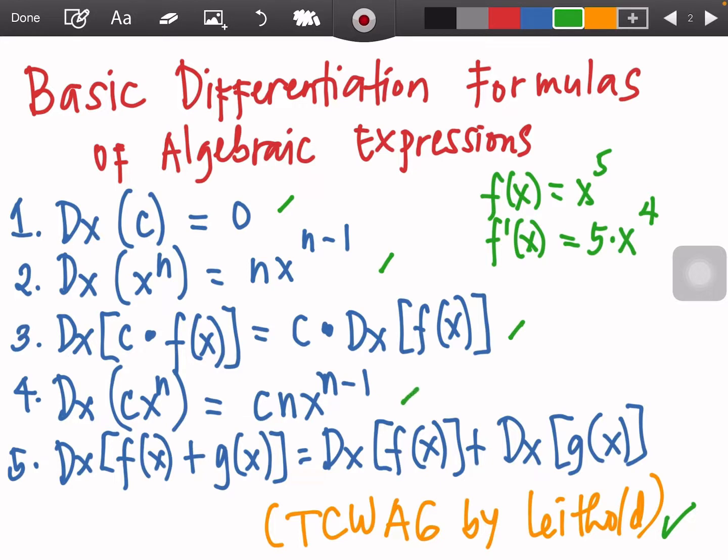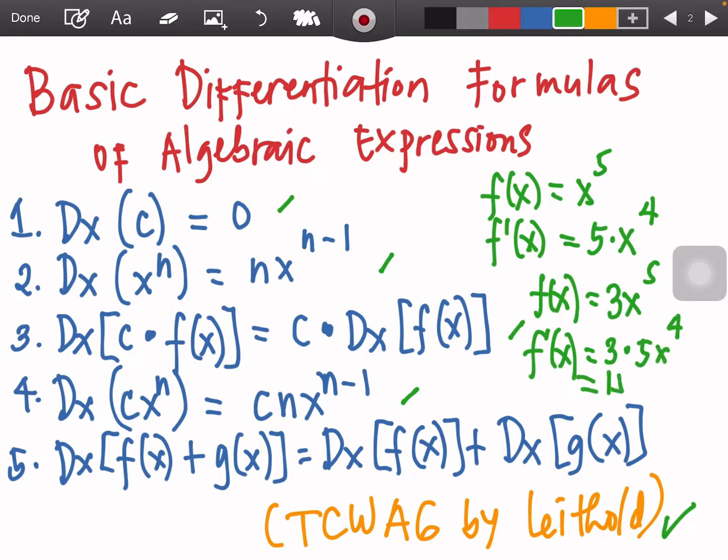Number 4 states that the derivative of c x to the n is equal to c n x to the n minus 1. So that means you have to copy the constant given multiplied by the derivative of x to the n. Suppose our function here is 3x to the fifth, then the derivative of that is 3 times 5x to the fourth, which is now 15x to the fourth.